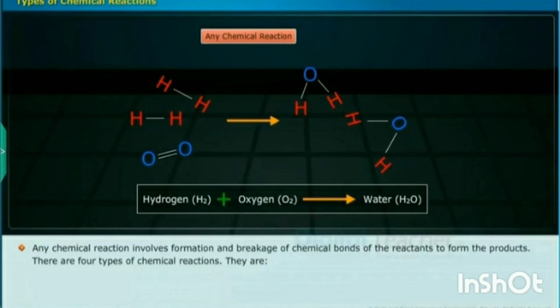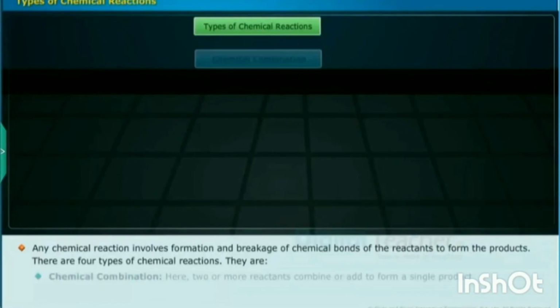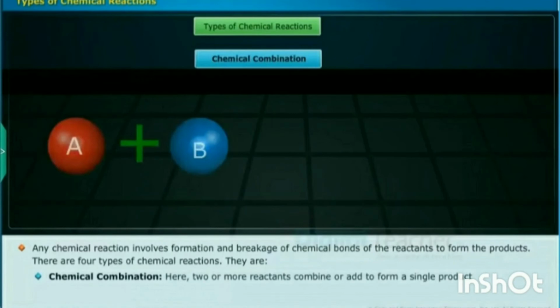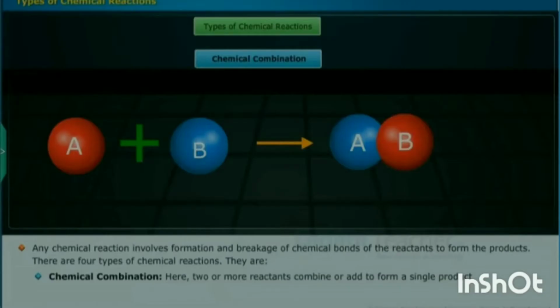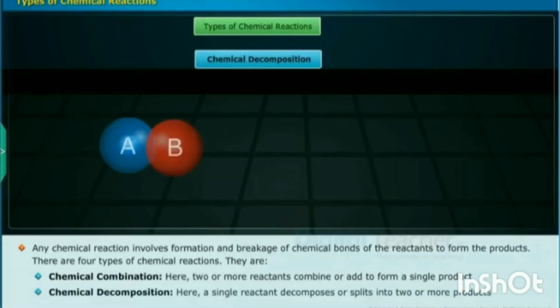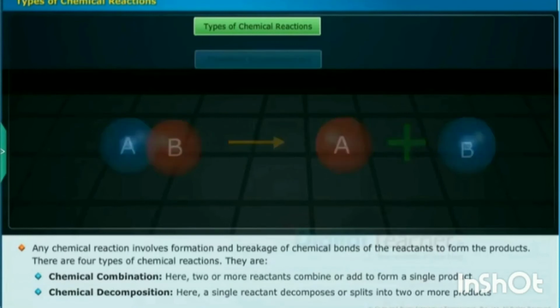Any chemical reaction involves formation and breakage of chemical bonds of reactants to form the products. There are four main types of chemical reactions. They are combination reactions. In this type of chemical reaction, two or more reactants combine to form a single product. As here we can see, A and B combine to form AB as a single product. The next one is decomposition reaction. It is totally opposite of combination. Here a single reactant decomposes into more than one compound or element.